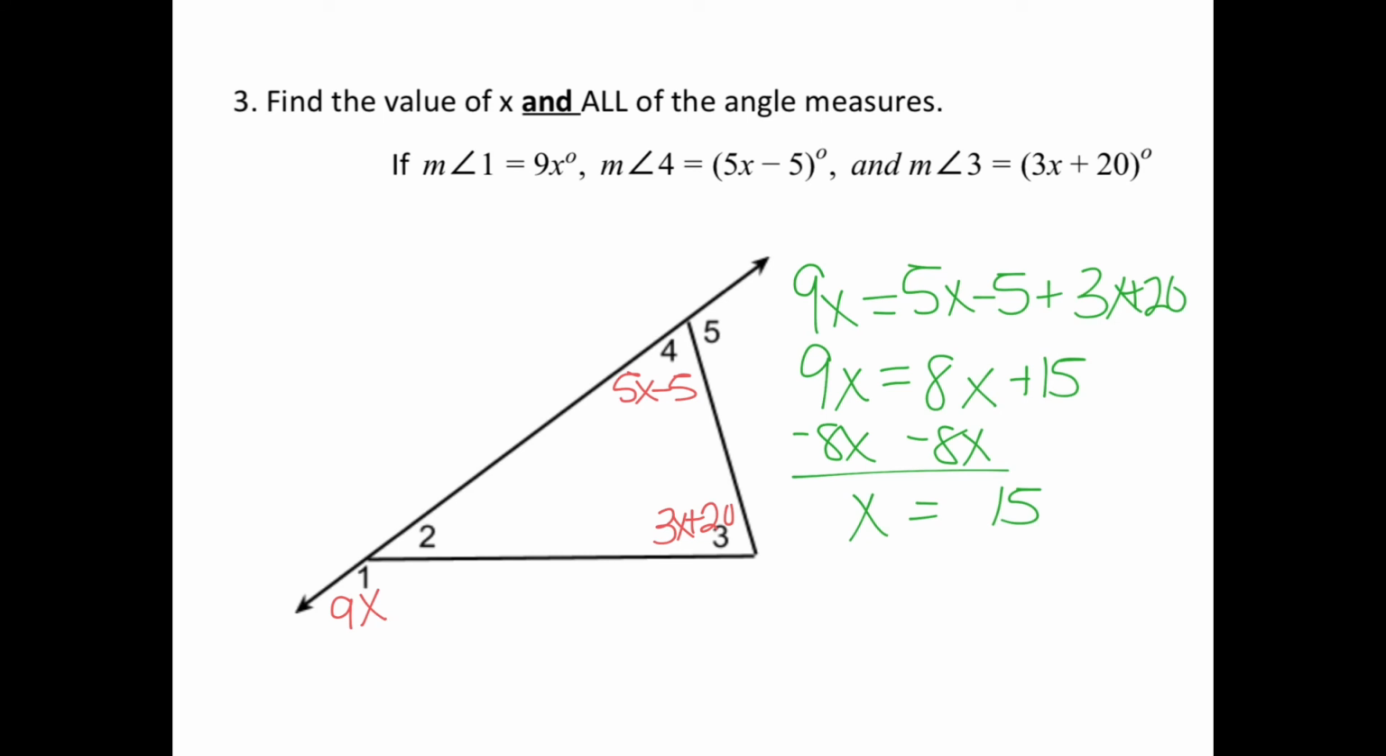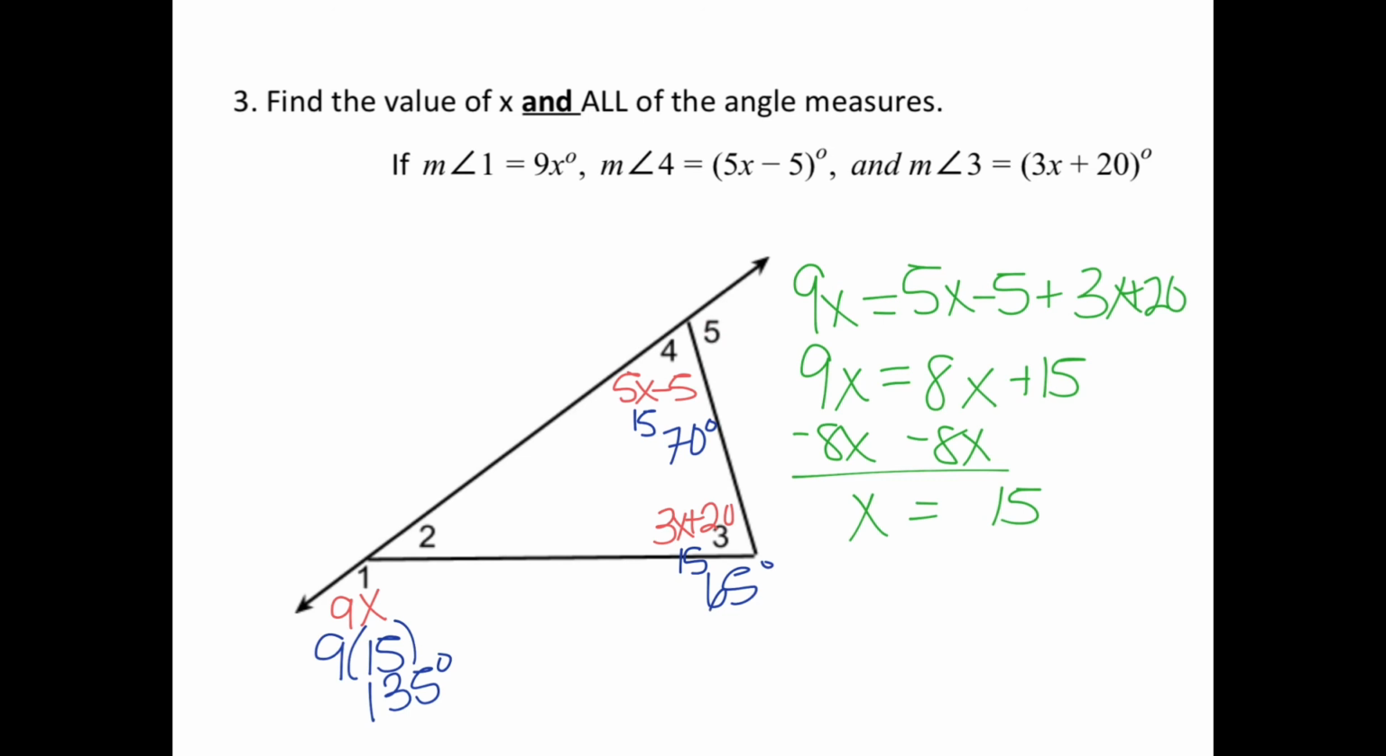Now that we've got x equal to 15, we can plug in that 15 everywhere that there is an x and find those missing angle values, which gives us 135 degrees down here at angle 1. Angle 4 will be 70 degrees, and angle 3 is going to be 65 degrees. And we can use that information then to figure out the measure of angle 2 by taking 180 minus 135, and then we can do 180 minus 70 over here to find the measure of angle 5.